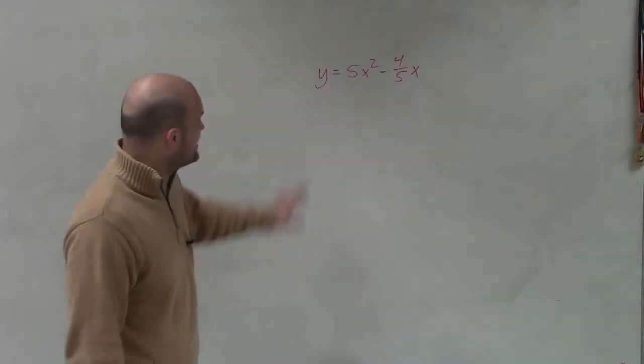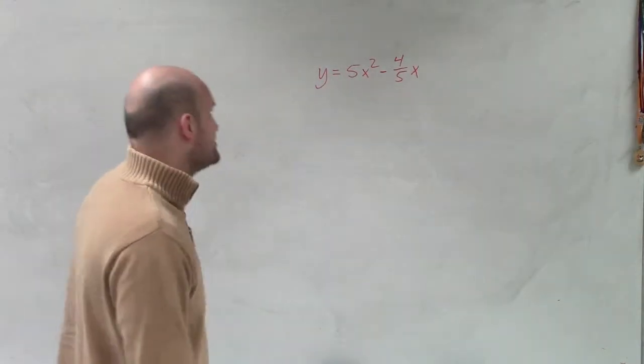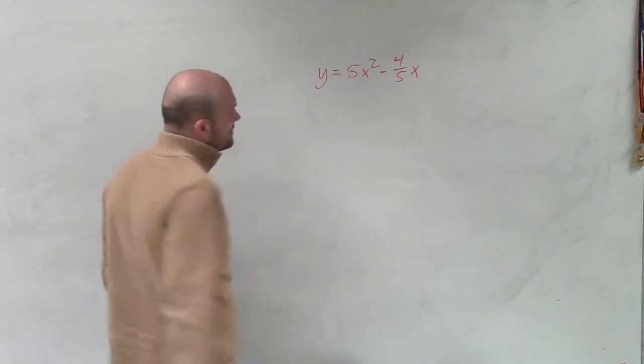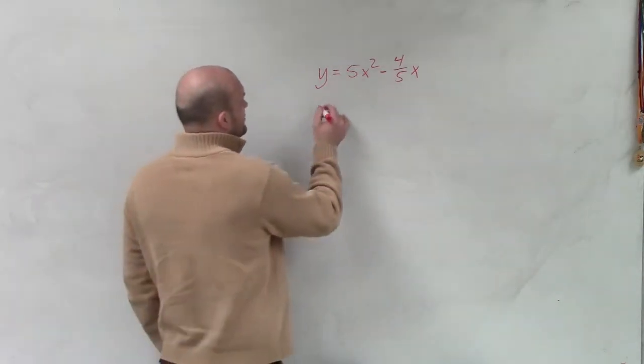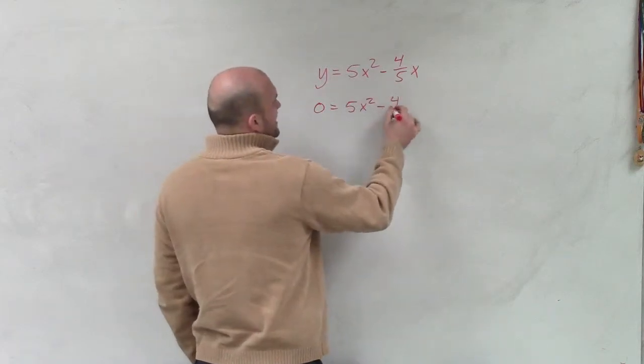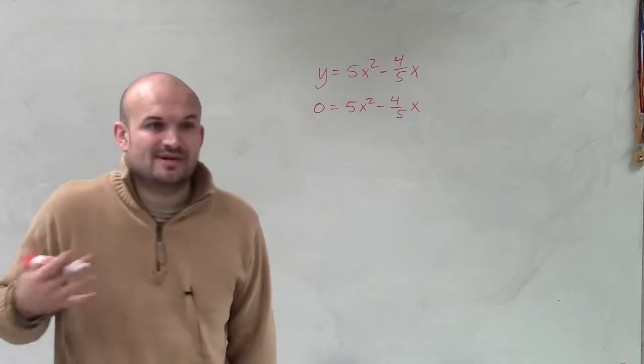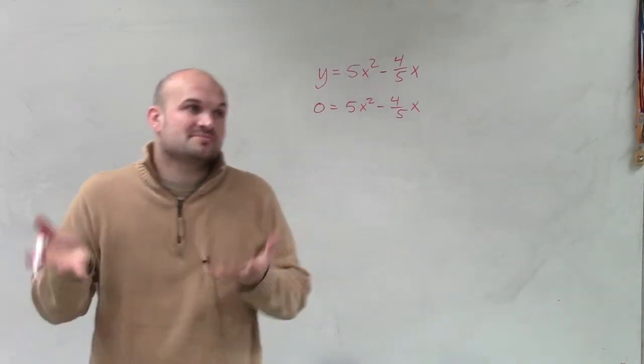All right, welcome. So in this case, what I have is y equals 5x squared minus 4/5 x. And what I want to do in this expression is solve. So the first thing we need to do is, of course, set it equal to 0, because we can't use our inverse operations since we have an x squared and a 4/5 x. Therefore, we have a quadratic and a linear term, so we just can't isolate the variables or even combine them into one variable.